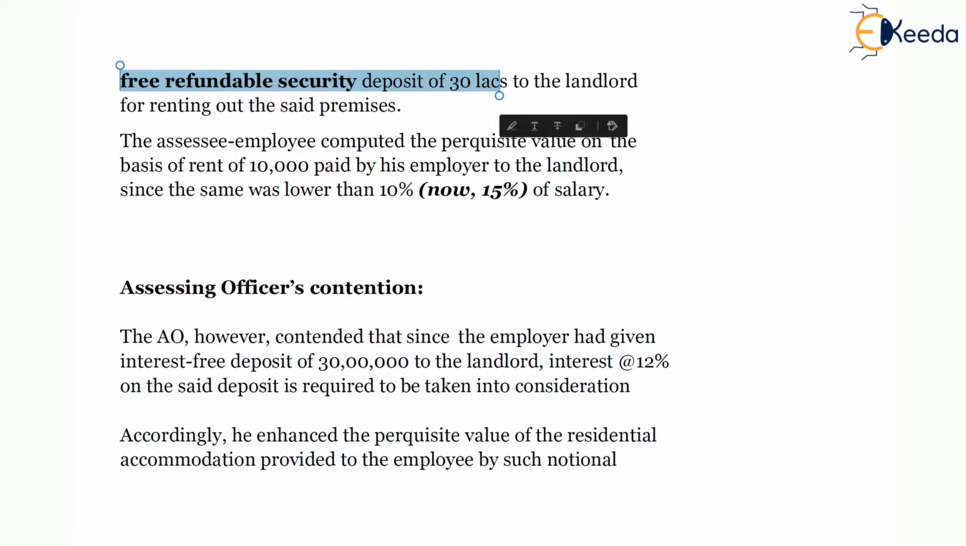So it is a customary practice for the employer or for the tenant to give a security deposit to the landlord before an accommodation is provided by the landlord to the tenant. So in this case, the security deposit is provided by the employer to the landlord.